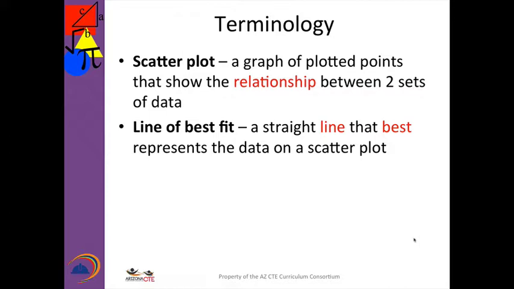On your note taker, I want you to fill in the missing words and complete the vocabulary squares. So a scatter plot is a graph of plotted points that show a relationship between 2 sets of data. A line of best fit is a straight line that best represents the data on a scatter plot. All right, so fill them in, complete your vocabulary squares, share your meaningful sentence with your partner. Teacher, call on non-volunteers, and I'll meet you back here in a minute.